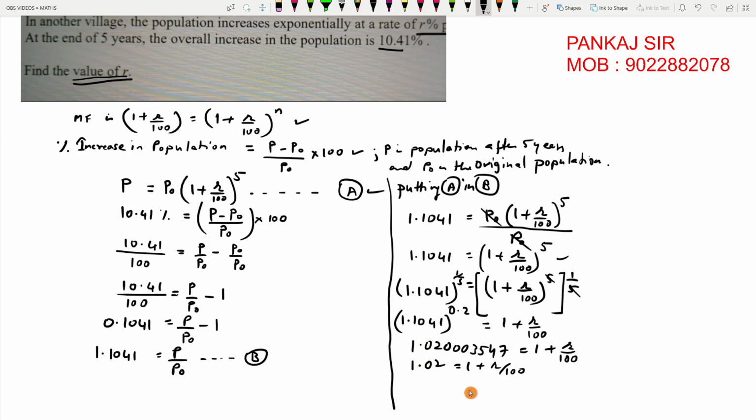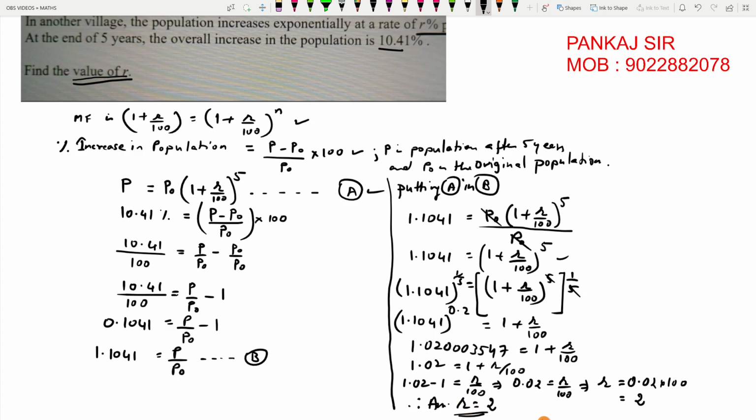Right, 1.02. Now if I bring this one on the left hand side, I'll get 1.02 minus 1 is equal to R upon 100, and this gives me 0.02 equal to R upon 100, and this gives me R equal to 0.02 times 100, which is nothing but 2. So I'm getting R, my answer is R equal to 2. Okay, so the value of R I'm getting as 2.